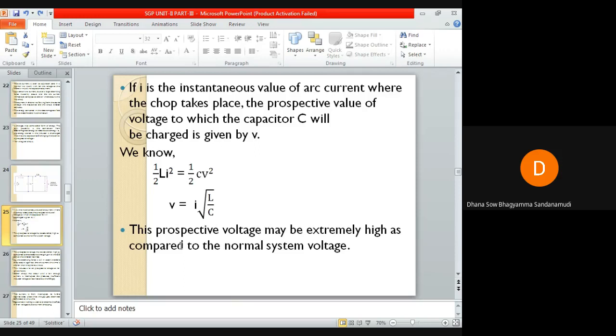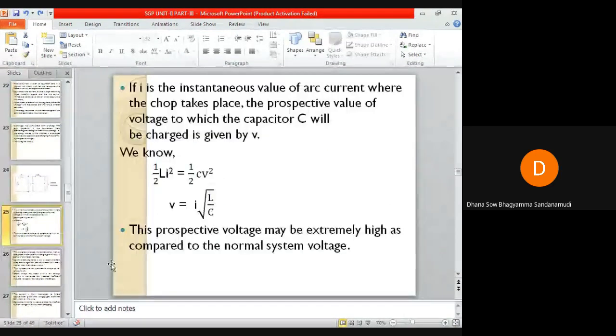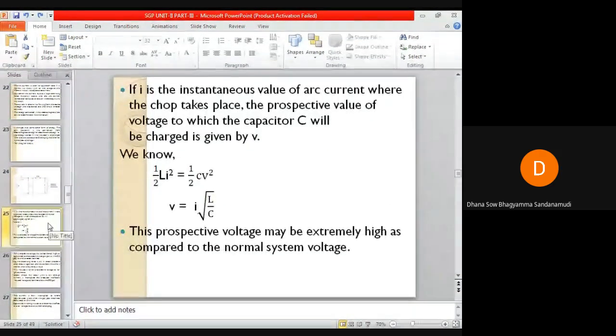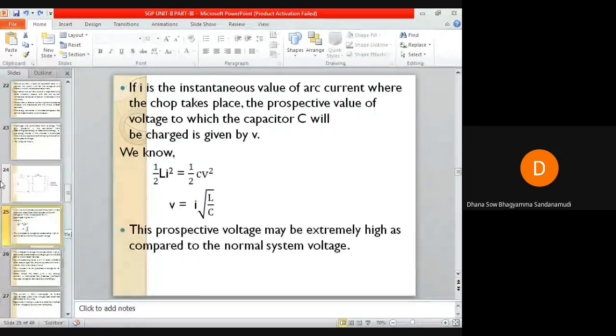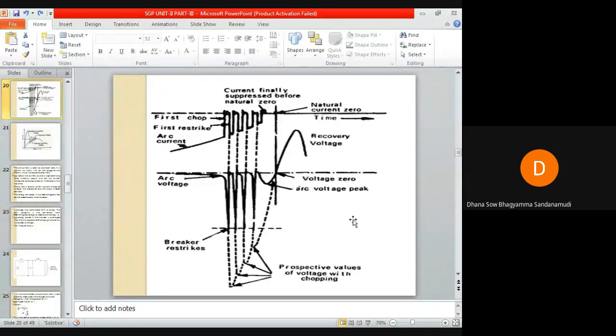The prospective voltage appears across the circuit breaker contacts. Whatever voltage is impressed across the capacitor will be impressed across the circuit breaker contacts, so that will be very, very high. Because of this prospective voltage, the arc will restrike. When compared to the dielectric strength between the circuit breaker contacts, this prospective voltage is very high, hence the arc will restrike. As the deionizing force between the circuit breaker contacts is still in action, chopping will occur again.